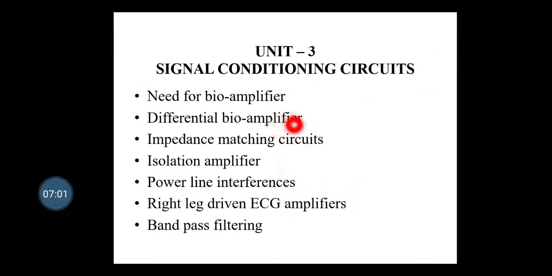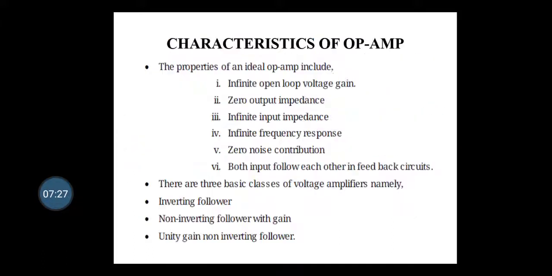Up till now we completed the need for bioamplifier, and why the bioamplifier is needed for signal conditioning circuits. This bioamplifier will be used in the differential bioamplifier, impedance matching circuit, isolation amplifier, power line interference, right leg driven ECG amplifier and band pass filtering. Now we are going to see about the differential bioamplifier.